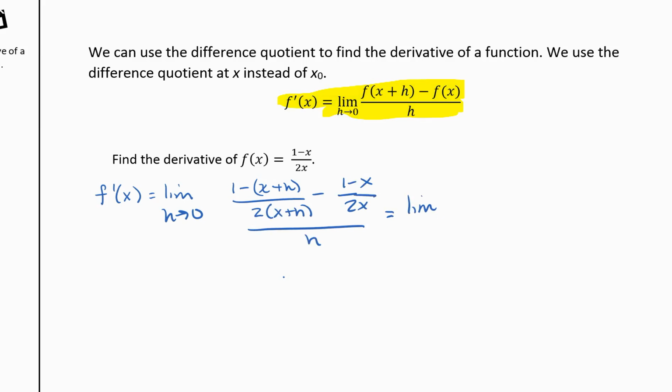So two things that it's important to know is, one, you always need to write this limit as h goes to 0, and always write this over h until the end. Otherwise, you'll forget you're taking a limit, or you'll forget you need to cancel out that h. So to simplify this, the first thing I'm going to do is distribute the minus. So 1 minus x minus h. And I'll go ahead and distribute that too. So 2x plus 2h.